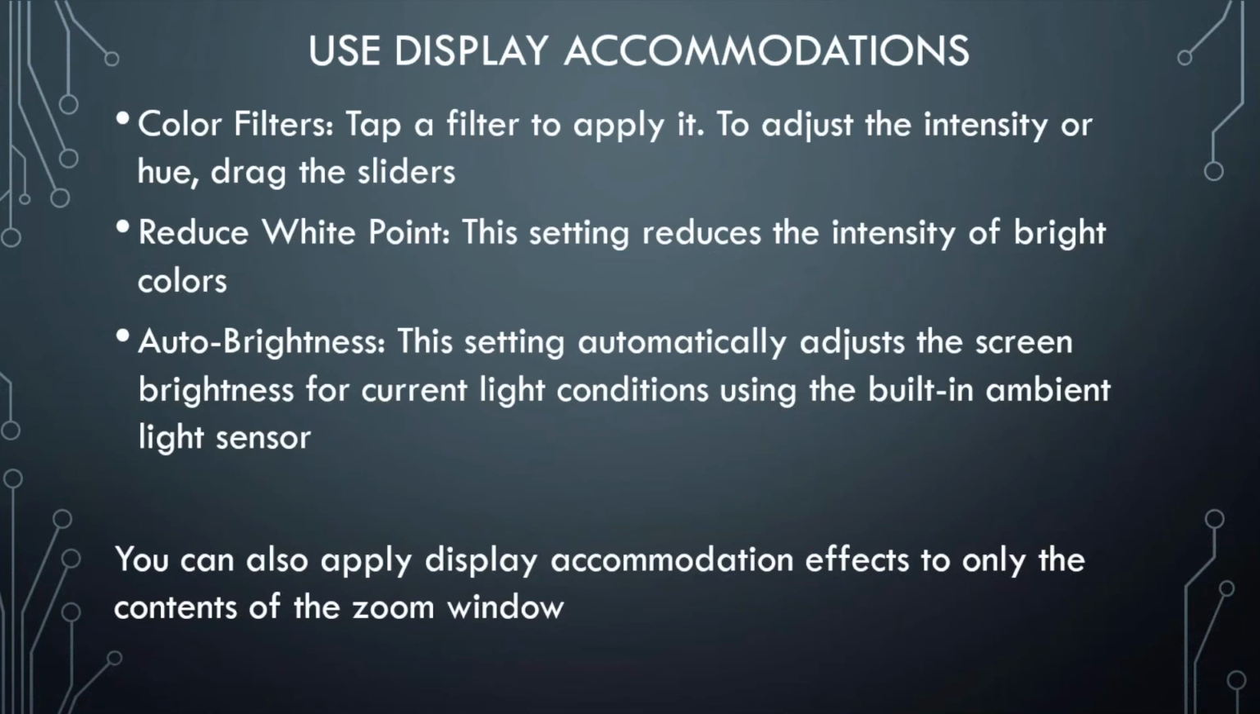So you have color filters. You tap a color to apply it, and then you would just adjust the intensity or hue by dragging the slider back and forth. You can reduce white points, so that would reduce the intensity of bright colors. You can also adjust the auto brightness, so that, as you know, auto brightness automatically adjusts the screen whenever your lighting changes in a room. Maybe you go outside, it might adjust the brightness.